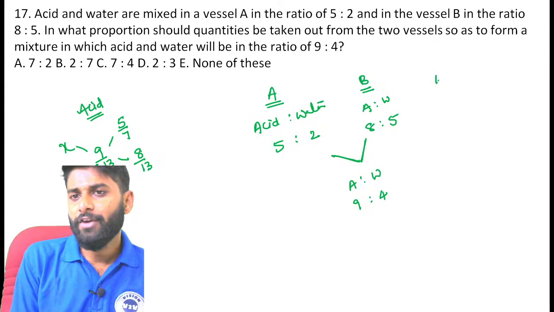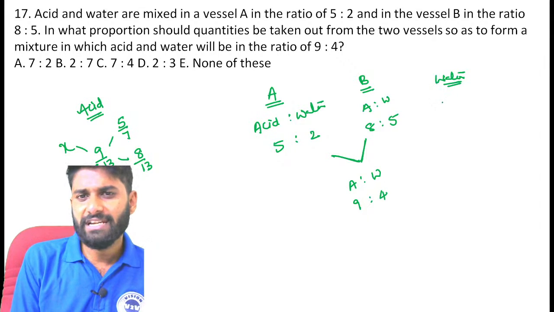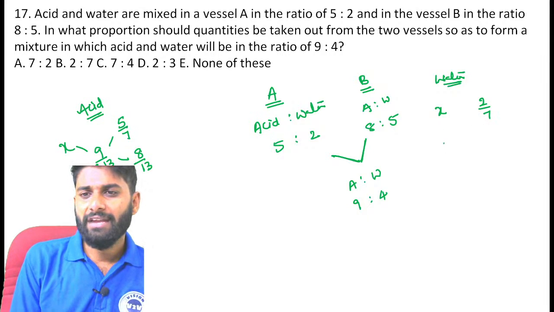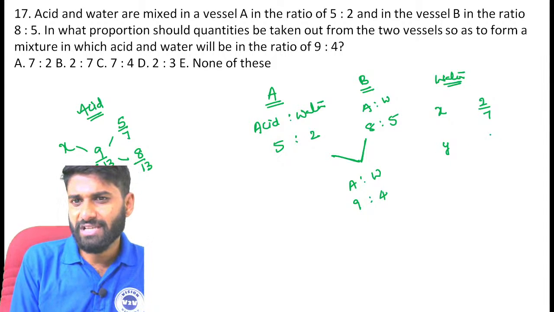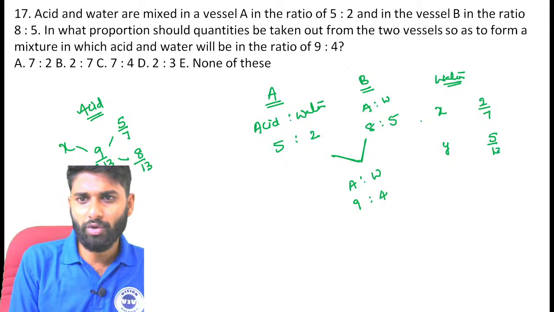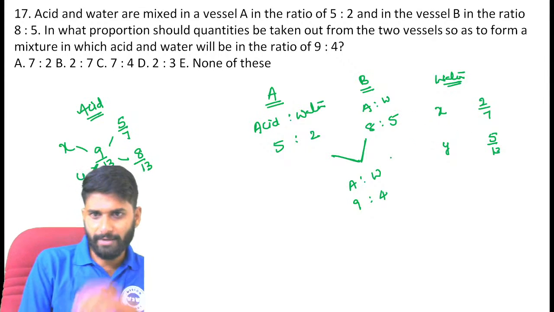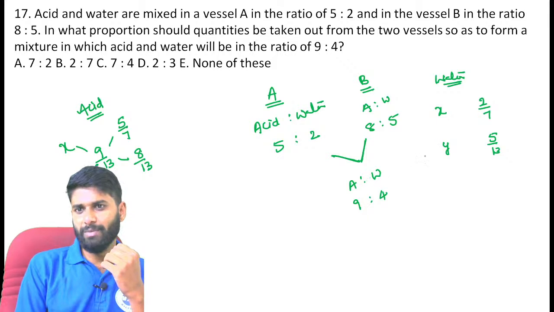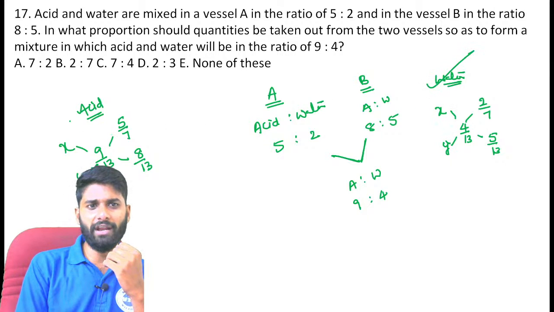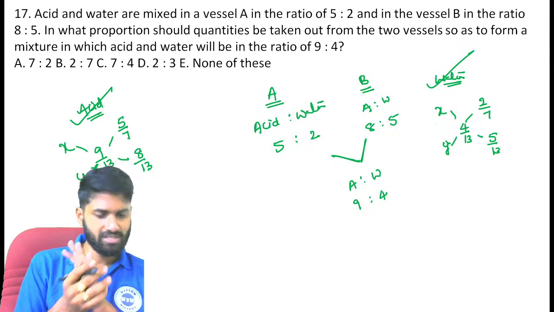For example, if you are interested in water, take the water values. I am removing x quantity, the quantity of water must be 2/7. And y quantity we are removing from vessel B, now the water ratio is exactly equal to 5/13. So the total quantity is divided by the total value. Now the final mixture value becomes water 4/13. Now you can eliminate that. See, you can solve with either water or acid. The answer is always constant. There is no change in the answer.